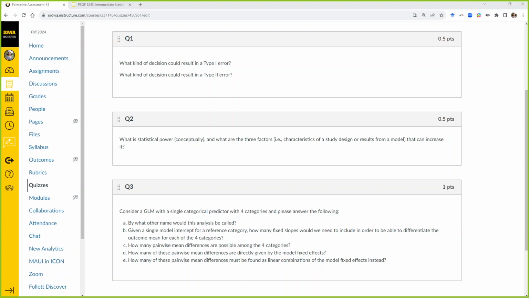And then the last question: consider a GLM with a single categorical predictor with 4 categories, and then the following questions. Does anyone know what this analysis is called? ANOVA, yes. Exactly.